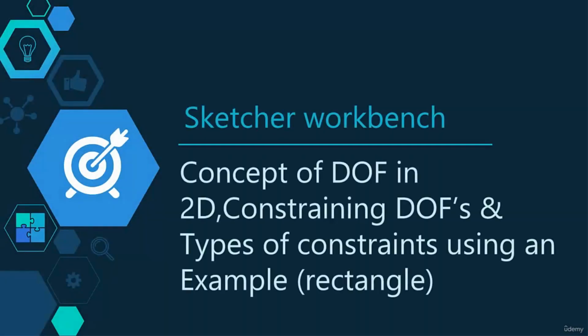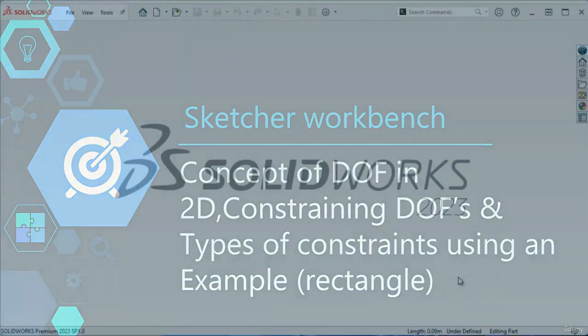In the last lecture, we have created a line using the line tool. Now, we have not given any dimensions or any kind of relations with any other objects. In this lecture, we are going to see the concept of degrees of freedom in 2D and how to constrain those degrees of freedom by using various types of constraints.